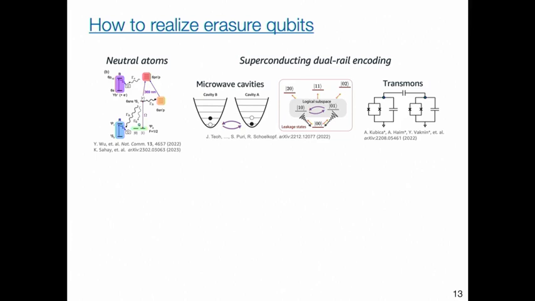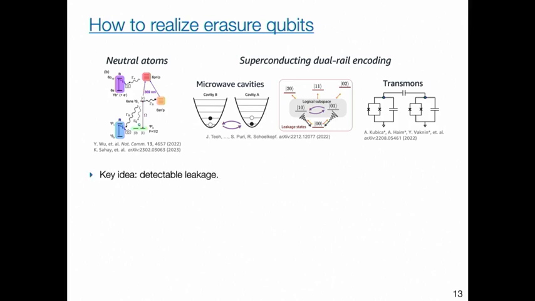So we can take coupled microwave cavities. This is the approach taken by the group at Yale. Or we can have two resonantly coupled transmons. This is the approach that we're taking. We can also have trapped ions, as we heard in the earlier talk. So there are plenty of possible realizations of the idea of erasure qubits.